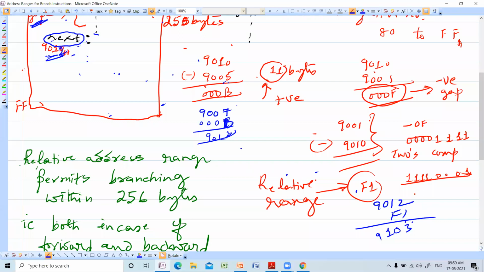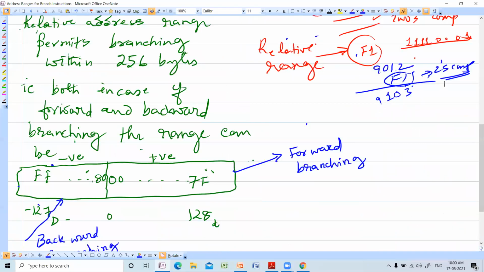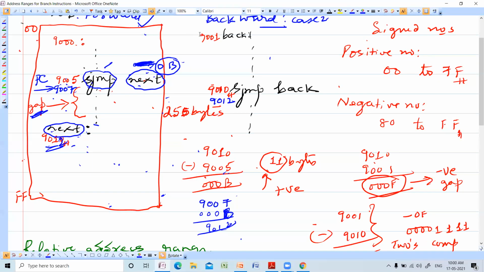You have to take the 2's complement of this. When you take the 2's complement of this, you are going to get back exactly 9001. That is, it will subtract. That subtraction you have to do here. So when you do the subtraction of that, you are going to get back exactly the back address also.